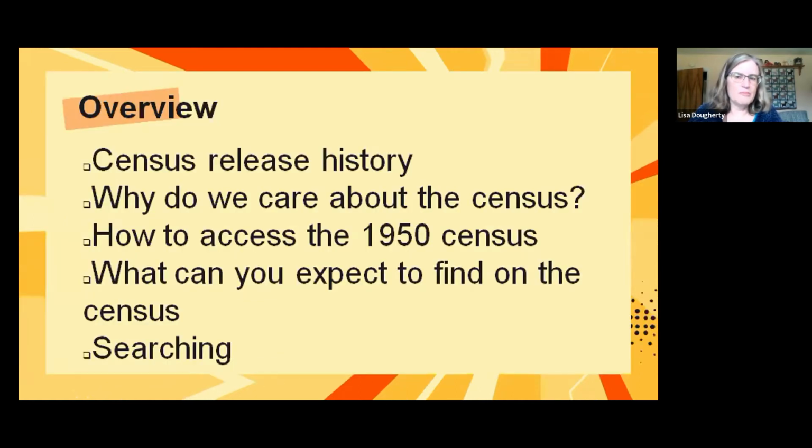So these are the topics we're going to be covering. We're going to talk a little bit about the census release history. And we're going to talk about why we even care about such a thing, how we can access the 1950 census, what we can expect to find on it as far as information goes, and also a little bit about searching suggestions, because at the moment searching is a little strange. It's not like how we're used to searching census records, and that's simply because it's brand new. So there has not been an opportunity yet for there to be extensive indexing done. So the search is going to be a little strange for a while.